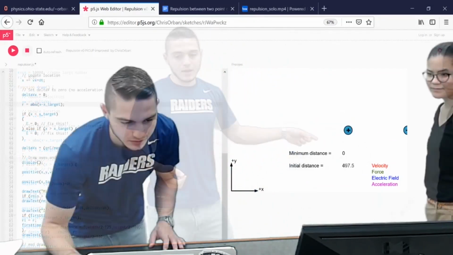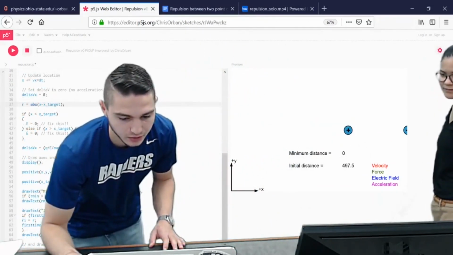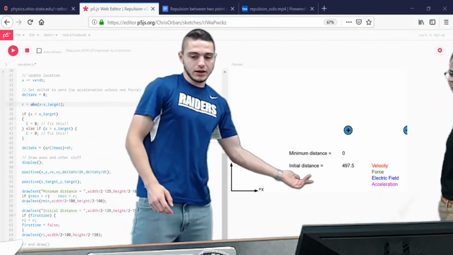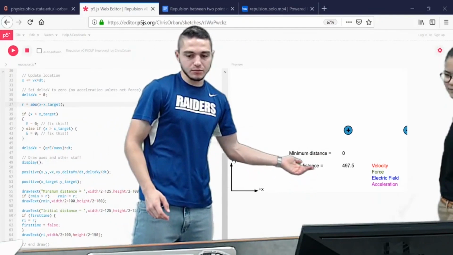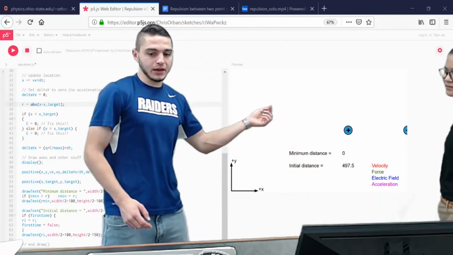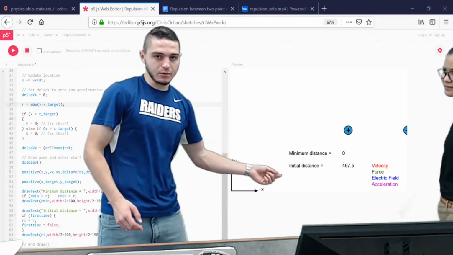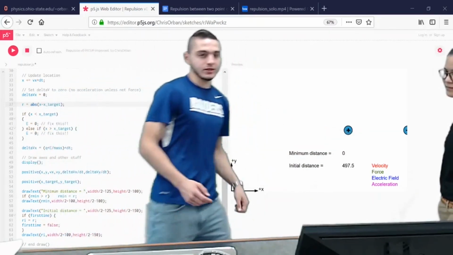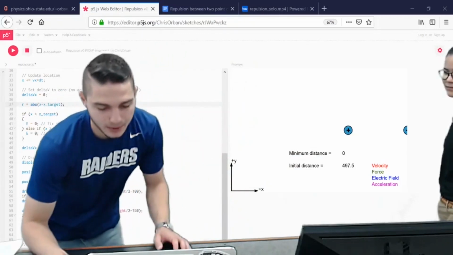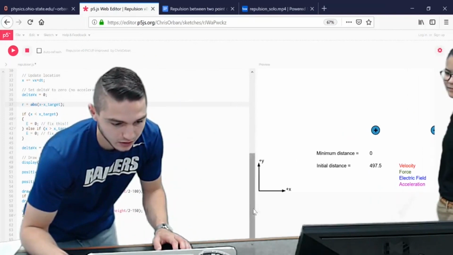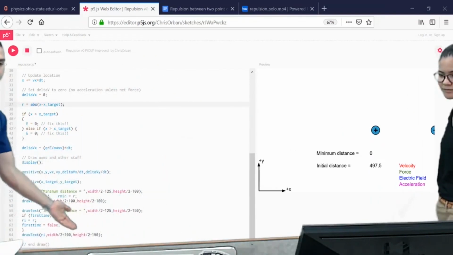Next, you'll notice that when we ran this, we got this initial distance and this minimum distance. As the particle was coming in, it started to calculate and had all these different numbers going through it as it passed through the particle onto the right side of the screen. Where did we get that from? That comes from all of this code right down here.